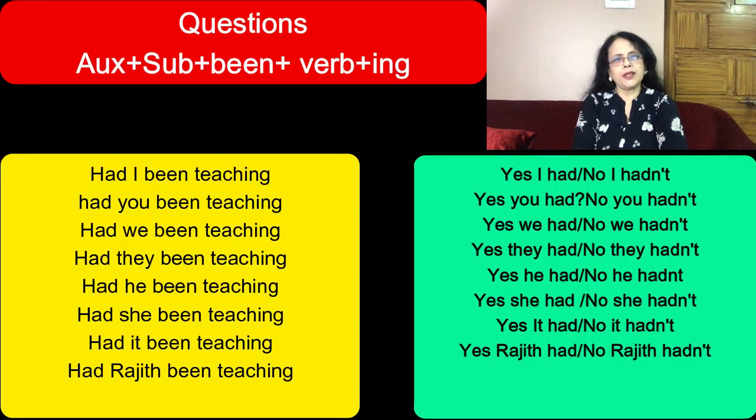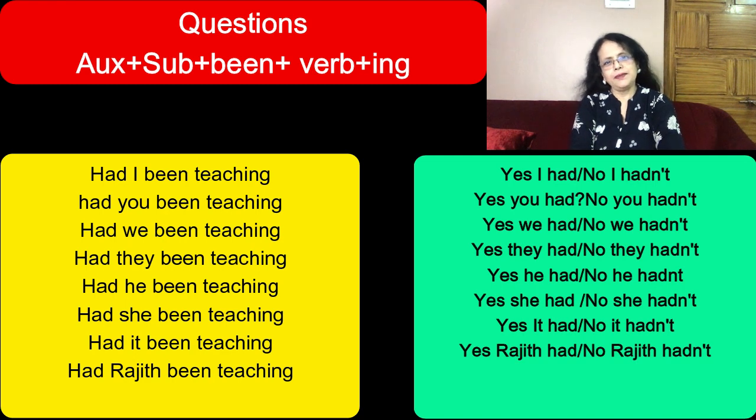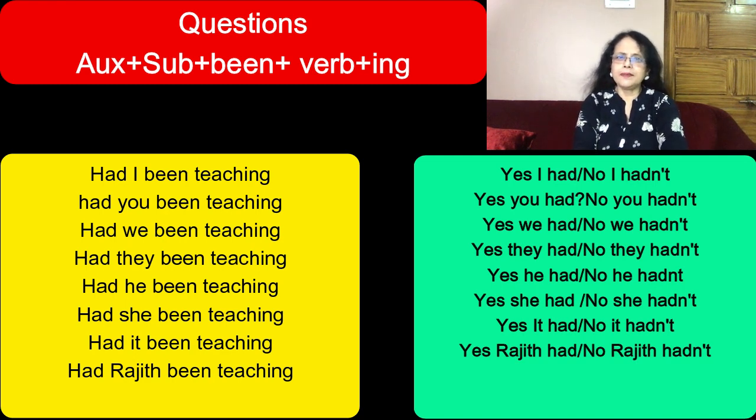Now let's see how to make questions. The structure would be, first the auxiliary verb will come, next subject plus been plus verb plus ing. Right? So let's see how to make it. Had I been teaching? And what would be the answer? Yes, I had. No, I hadn't. Had you been teaching? Yes, you had. No, you hadn't. Had they been teaching? Yes, they had. No, they hadn't.